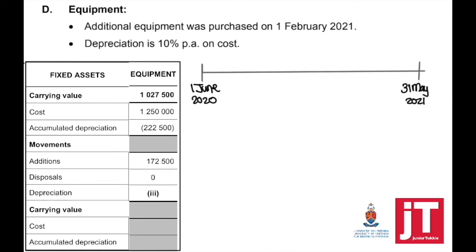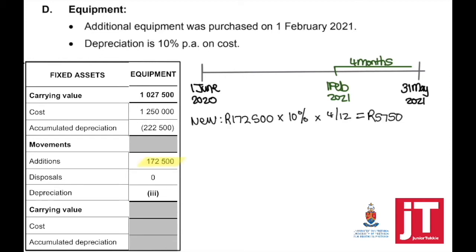So when we're calculating depreciation on the new, it's always from the day we purchase it until the end of the accounting period. So we've purchased it on the 1st of February 2021, which means that we need to calculate depreciation for 4 months. So on the new, we're going to take the cost, 172,500 times 10%, and very important, times 4 divided by 12. This is the part where the majority of the times you get it wrong because you've calculated the months incorrectly.